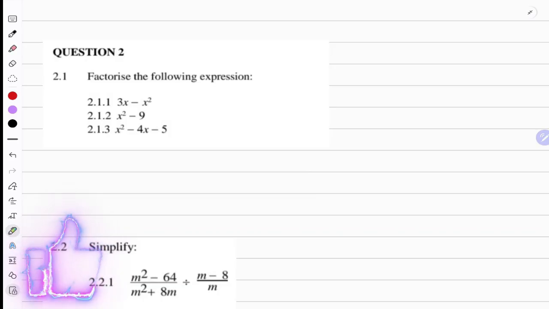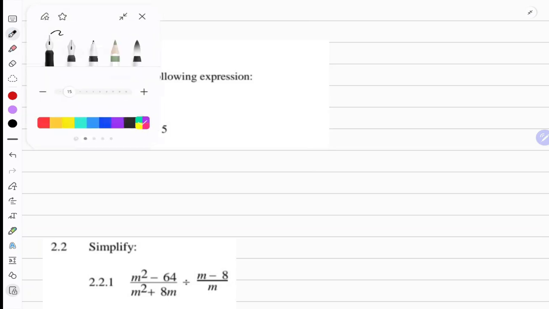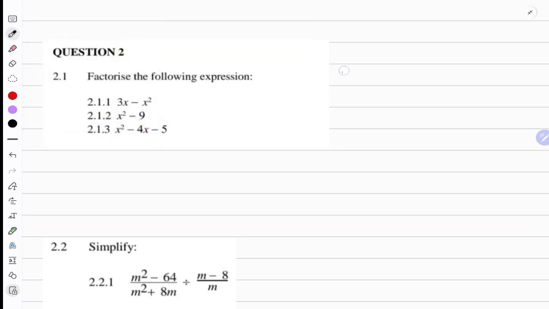So let's have a look at question 2. It says factorize the following expression. In 2.1.1 we're given 3x minus x squared. We need to factorize this. You'll notice with the second term, x squared, we can write that as x times x, and 3x. So for both terms, we've got x common. We can factor x out, so we're left with 3 minus x.